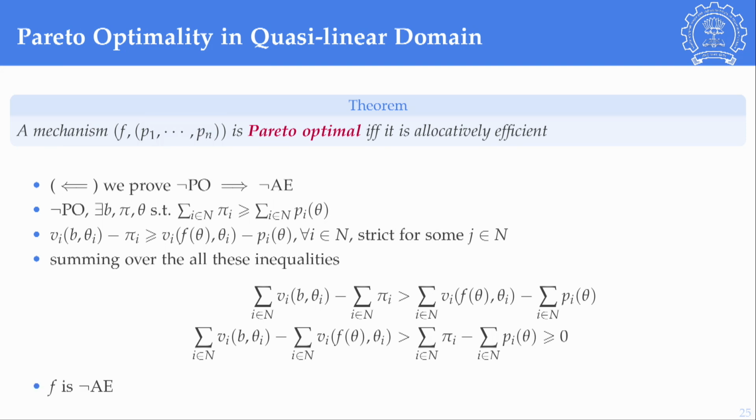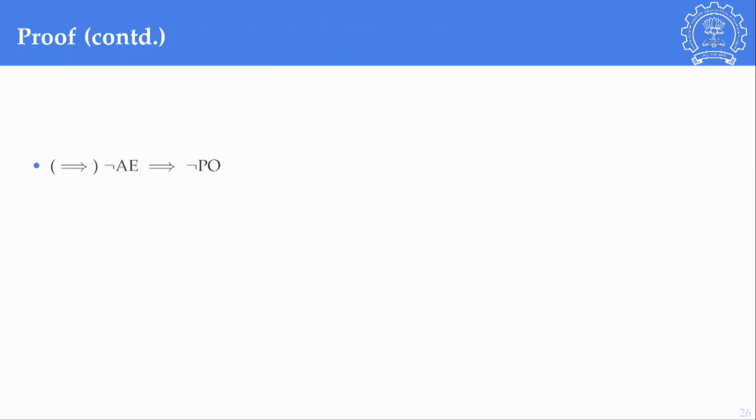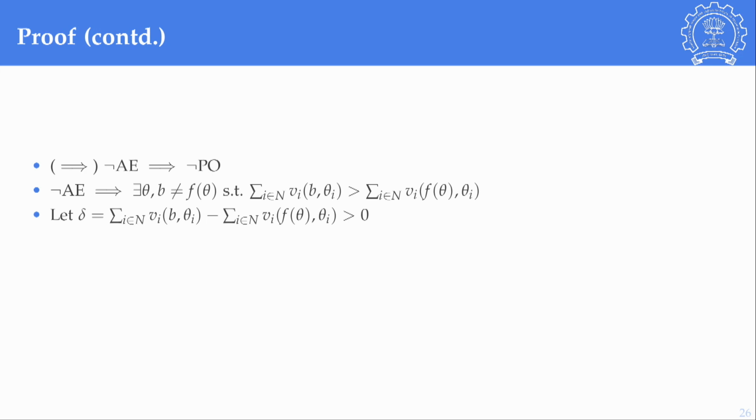Now, the forward direction will also be proved in this way, but this will be a constructive proof. So, we have an allocative efficiency which is just saying that I have this mechanism f comma p and that is not allocatively efficient. That means there exists some b where this b is strictly larger than that. Now, I will have to construct a different pi using the fact that I already have the p1 to pn functions. How can I construct that such that when put together, it will actually violate the condition of Pareto optimality? So, here is the construction.